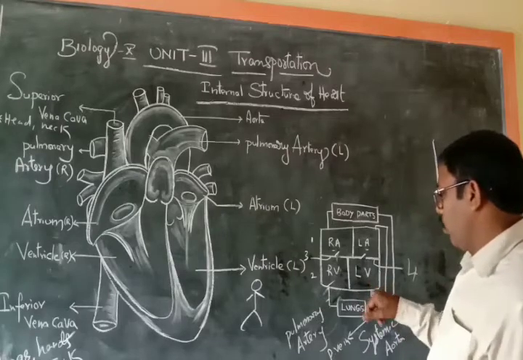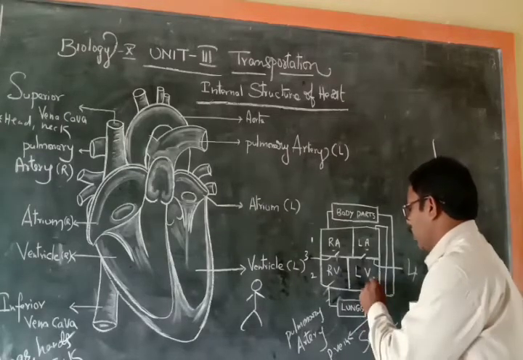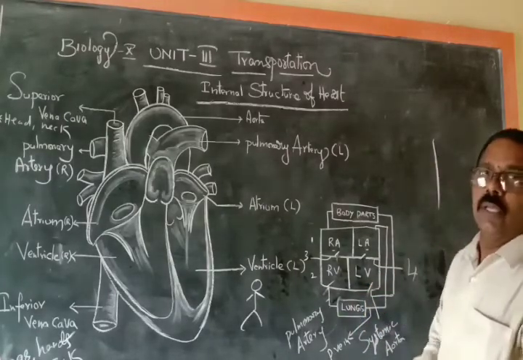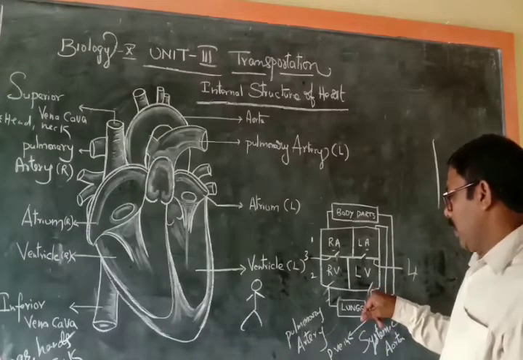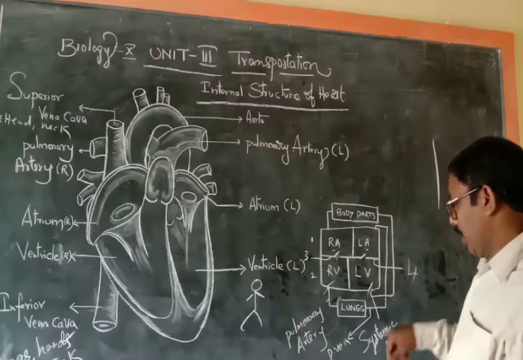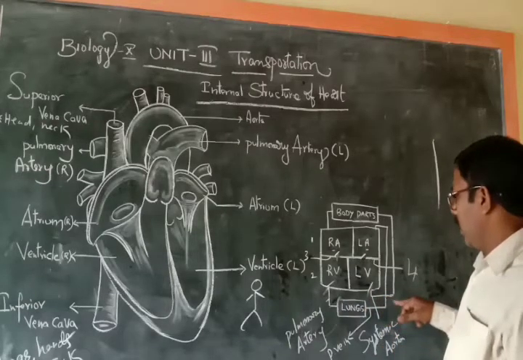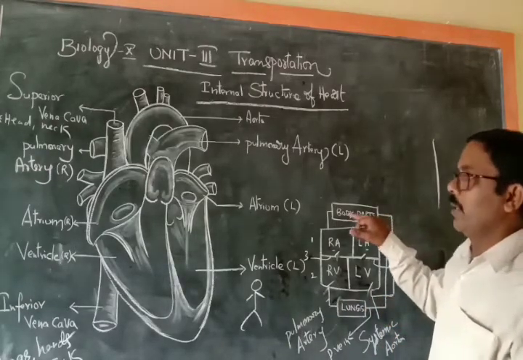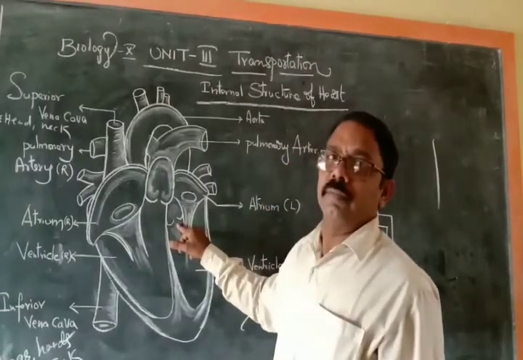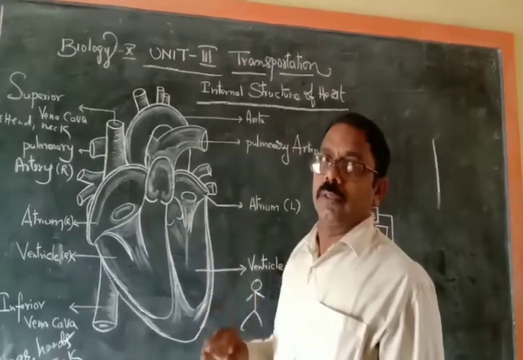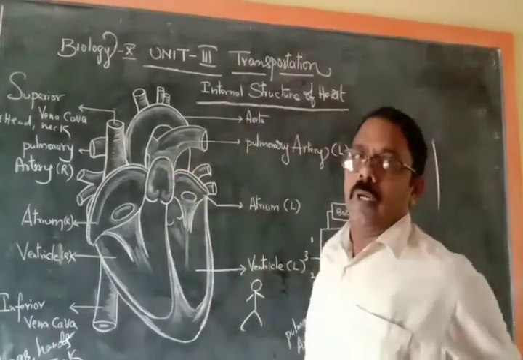The left ventricle opens into the systemic valves. When the systemic valves open, the blood flows into the systemic aorta. The systemic aorta sends the blood to all body parts. Systemic aorta. The systemic valves send blood to all body parts.